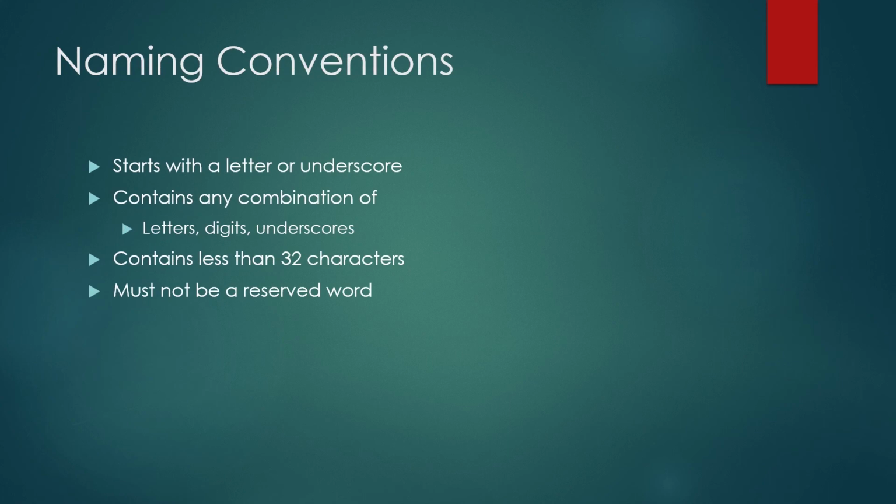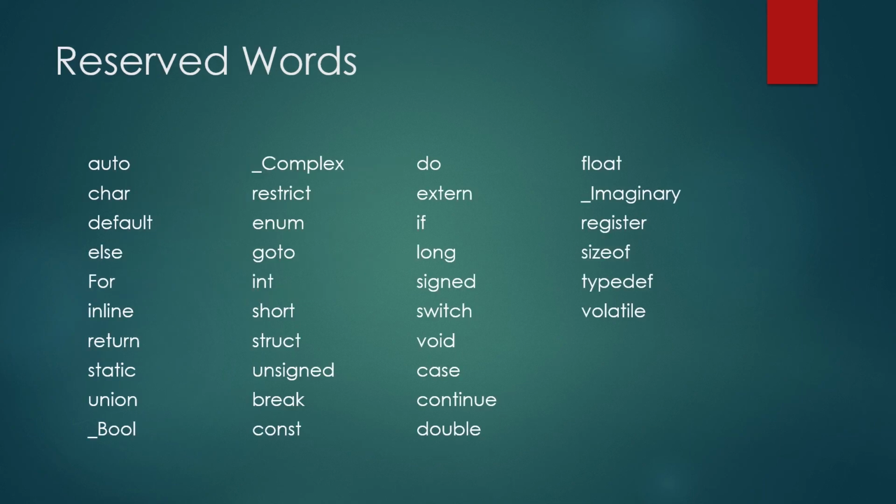Now, there's a certain way you have to name your variables. It's got to start with either a letter or an underscore, and it can contain any combination of letters, digits, or underscores. The total number of characters has to be less than 32, and it cannot be a reserved word. So the reserved words are all the special words in the language. Auto, char, default, else, for, inline, return. And as you go through these are all the language terms that mean things to the language.